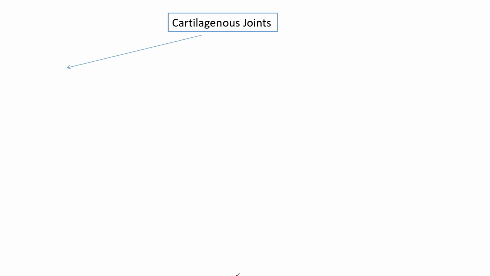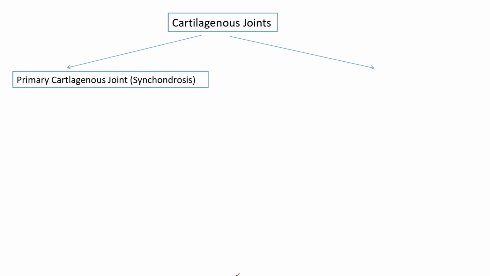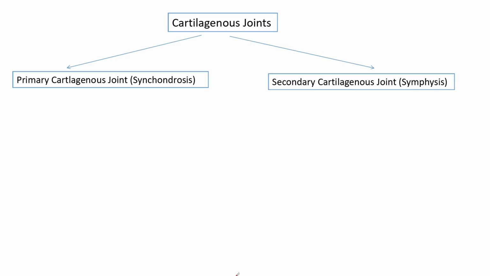Coming to cartilaginous joints. Cartilaginous joints are divided, based on the type of tissue or the type of cartilage, into primary cartilaginous joint, which is also known as synchondrosis, and secondary cartilaginous joint, which is also known as symphysis. The cartilaginous tissue in primary cartilaginous joint is hyaline cartilage, and the cartilage in the secondary cartilaginous joint is fibrocartilage.